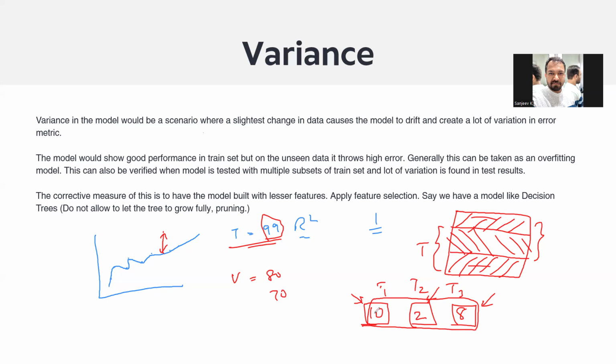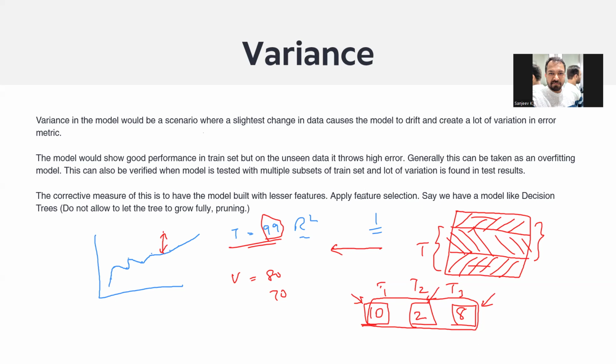So how to solve variance? I don't want the model to go and find each and every pattern in the data. So what should it be doing? You have to reduce the complexity here. In the case of bias, increase the complexity. In the case of variance, decrease the complexity.